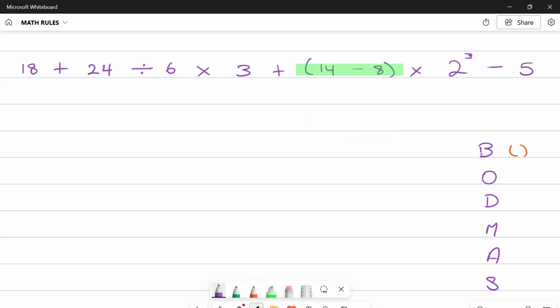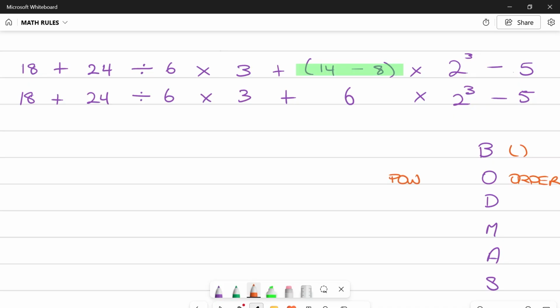14 minus 8 gives us 6. Now we can rewrite the rest of the equation. The next step of solving this equation, according to BODMAS, is the order. The order is also known as a power. So let's check to see if this question has any powers or orders. And yes, it does. 2 to the power of 3. So this question has a power, or in other words, an order of 3.